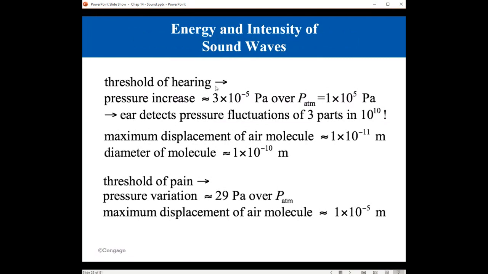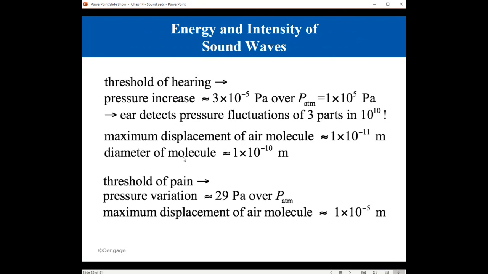We may convert the intensity in terms of the pressure. So the threshold of hearing corresponds to about 3 by 10 to the minus 5 Pascal over the atmospheric pressure, which is 1 by 10 to the power 5 Pascal. So the human ear can detect variations in pressures with an accuracy or a resolution of 3 parts in 10 to the power 10.